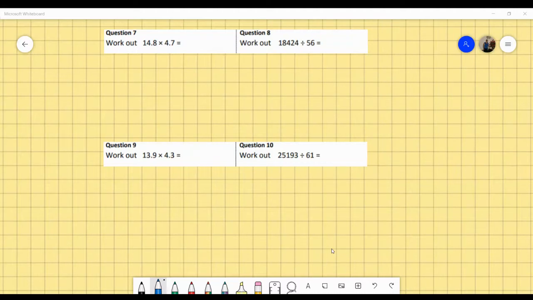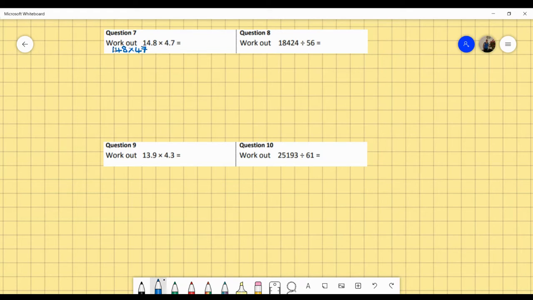So we're going to show you how you can multiply decimals and use short division, or the bus stop method, to do division questions. If we start with question 7, we're asked to work out 14.8 times 4.7. So the easiest thing to do at this point is to actually work out 148 multiplied by 47.